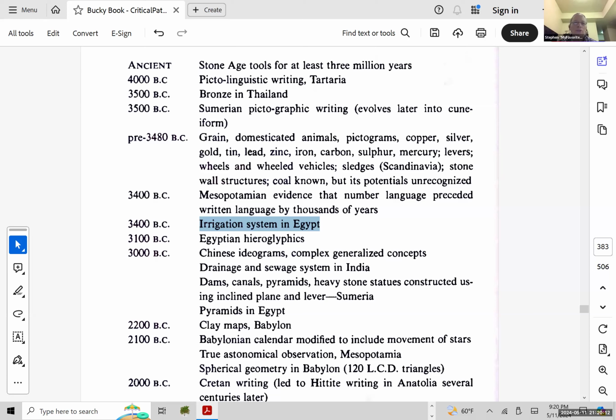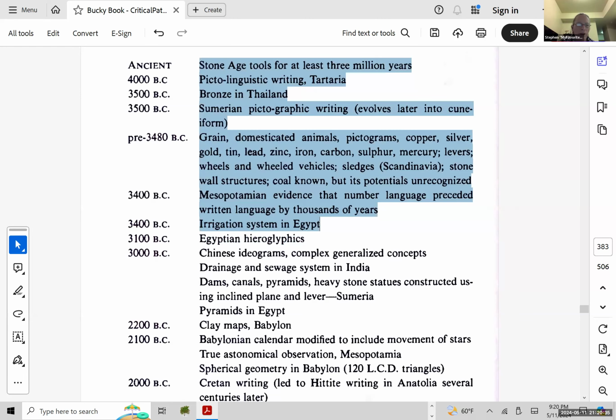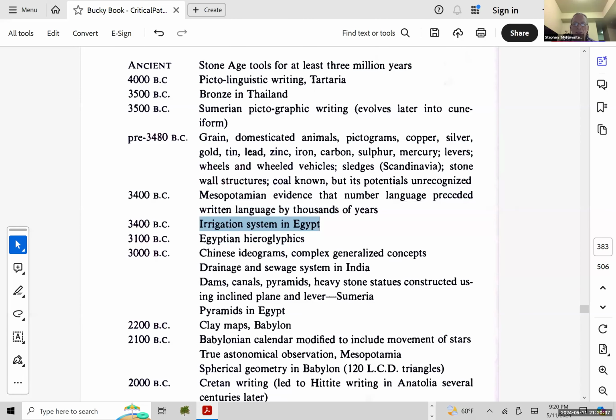Yeah. Well, taking your inspiration, Richard, what you're seeing on the screen is right from the book. This is the PDF file of the book. This is page 348, after Bucky gives a little introduction about what a chronofile is and important events in history. And of course, here's the irrigation systems in Egypt that Richard mentioned in 3,400 BC.